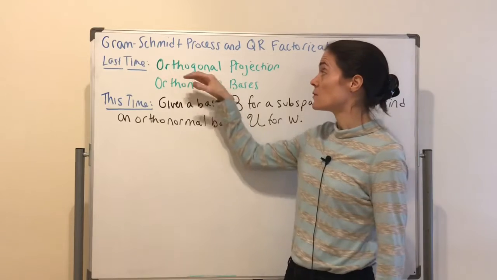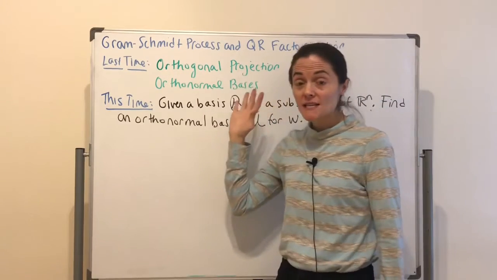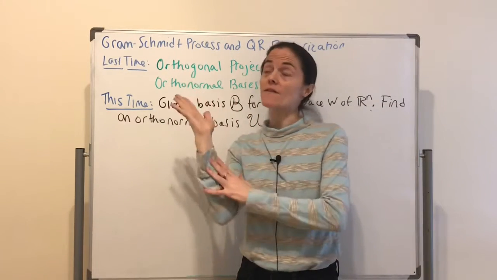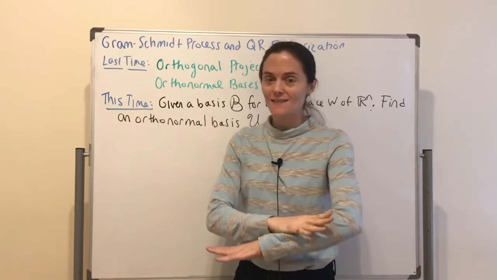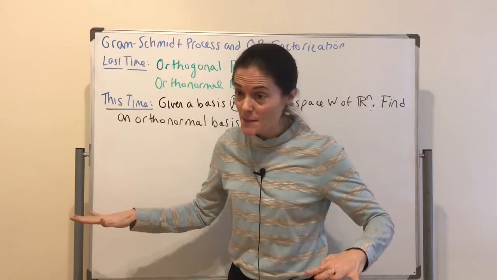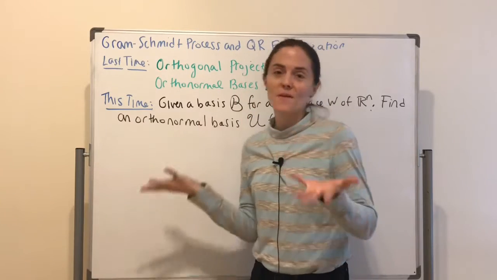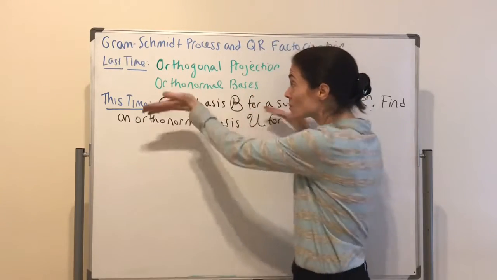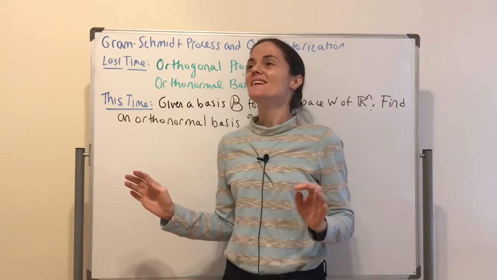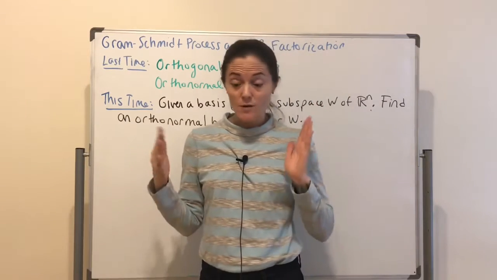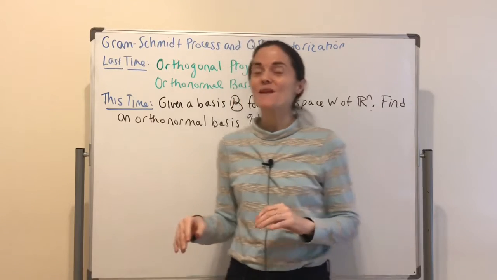And then we also talked about orthogonal projection, which is if you have a vector in Rn and you want to project it orthogonally onto some subspace, the formula that we came up with used an orthonormal basis for the subspace. And then we also talked about orthogonal complement, for example, and a few other things.